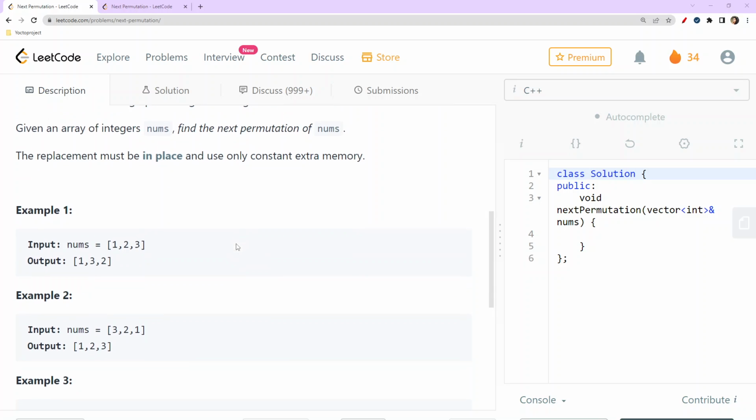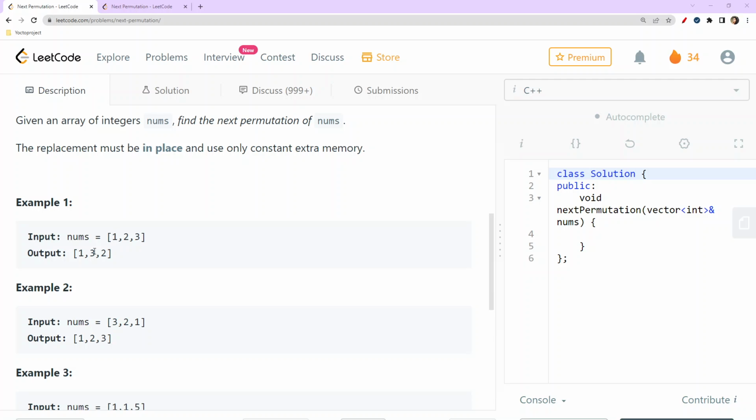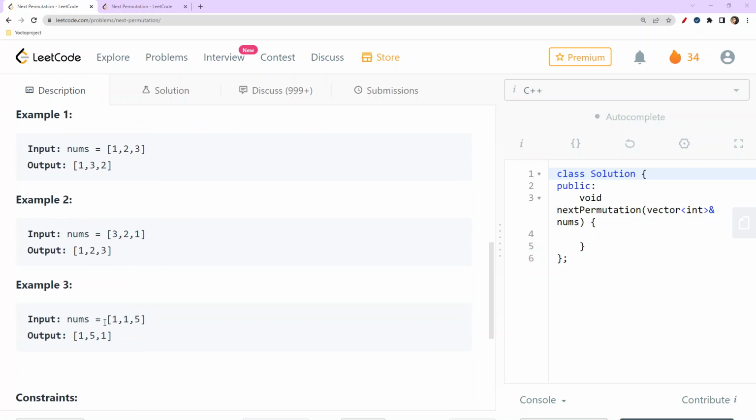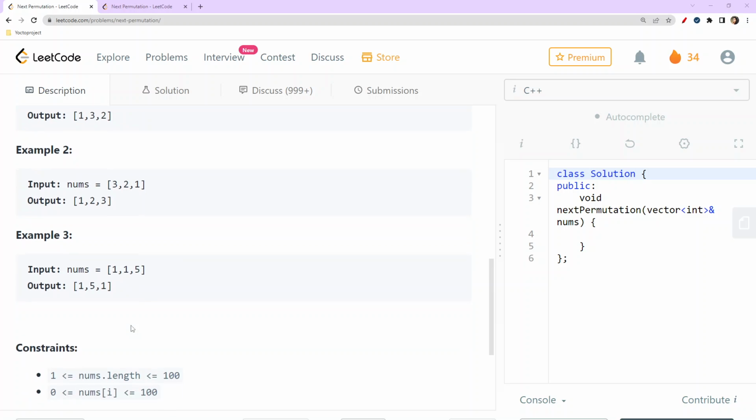So here 1, 2, 3 becomes 1, 3, 2. And then 3, 2, 1, the next would be 1, 2, 3 only. Then 1, 1, 5. How we could make the next larger one is by simply having this 5. This is the largest. If we go from the backward direction, back to front, then 5 is the one which is larger than 1. And then after swapping, we simply get this.